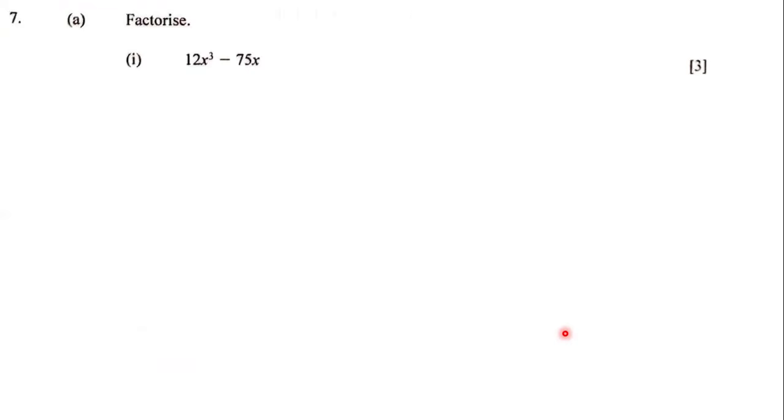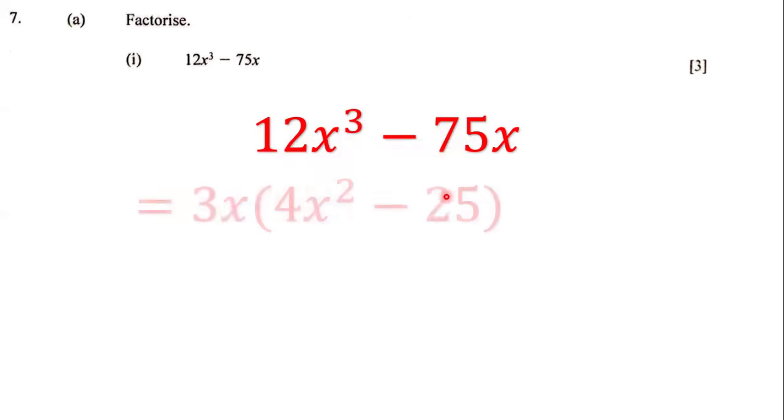Here we have to factorize this particular expression. We have 12x cubed minus 75x. Notice that we have 12 here and we have 75 here. And so we ask ourselves, what is the highest number that can go into both 12 and 75 without leaving a remainder? In other words, what is the highest common factor of 12 and 75? And the answer is 3, because 3 can go into both 12 and 75.